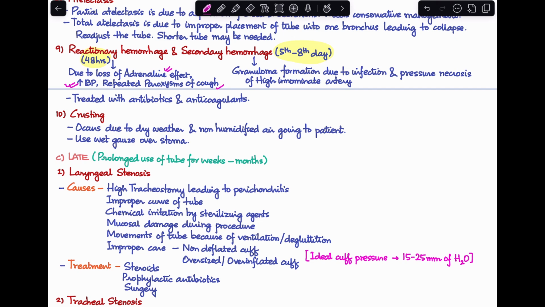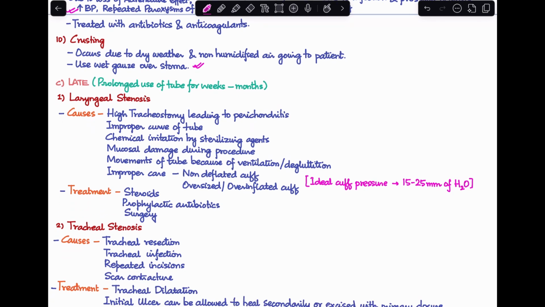We can deal with this by either placing a wet gauze over the stoma, or we can even use an HME machine. I've already spoken about this in my previous class when I was talking about the post-operative care. So these are all the intermediate complications.